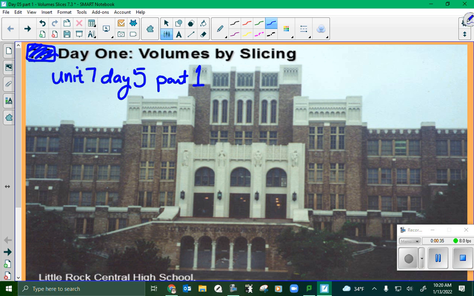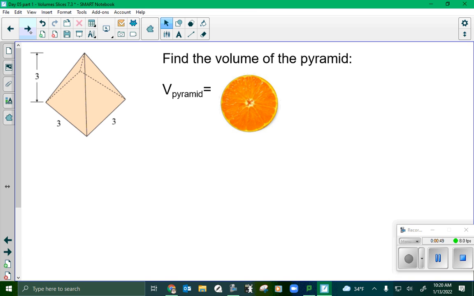Okay, today we're going to work on volumes. All right, volumes, and do some integration today, kids. So let's jump right into it, and let's go. All right. Find the volume of a pyramid.